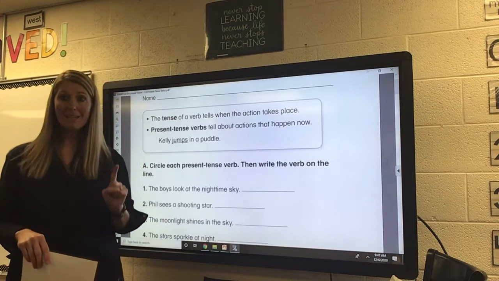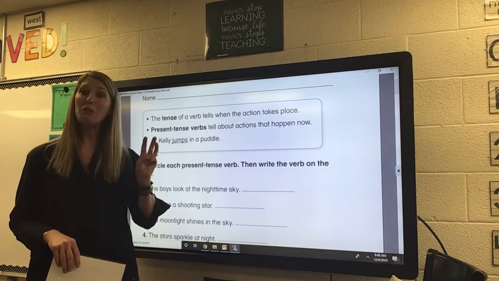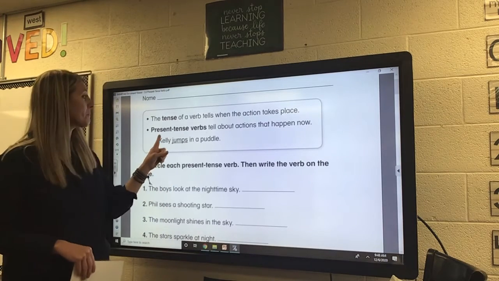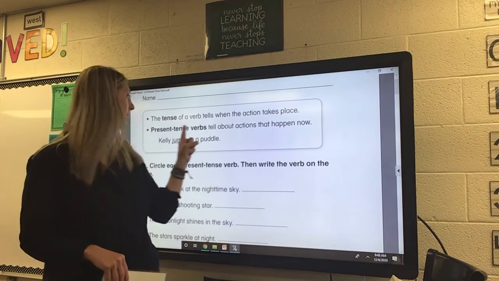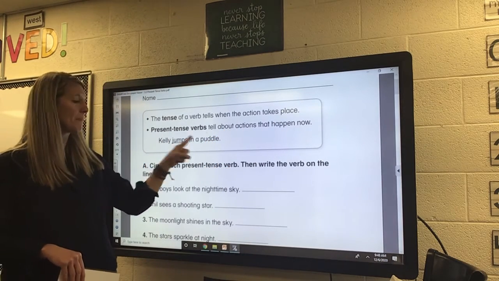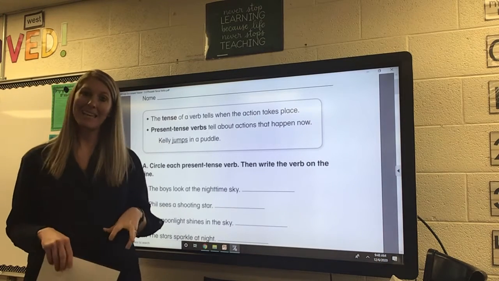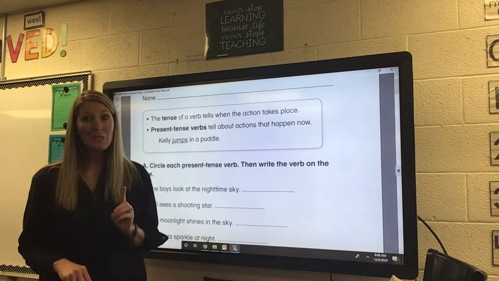So our present tense, we're going to focus on today and throughout the week. There are 3 ways to do a present tense verb, and this is one of them. The present tense verbs tell about actions that happen now. Kelly jumps in a puddle. Now, jumps has an S added to the verb, so it happens now. So here's the trick.